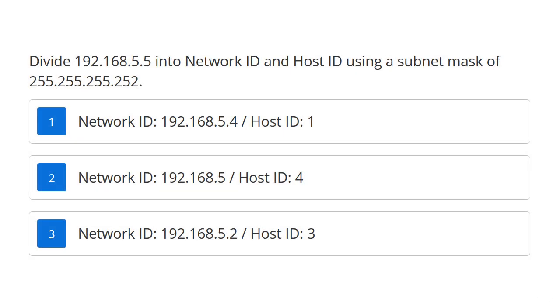Divide 192.168.5.5 into network ID and host ID using a subnet mask of 255.255.255.252.